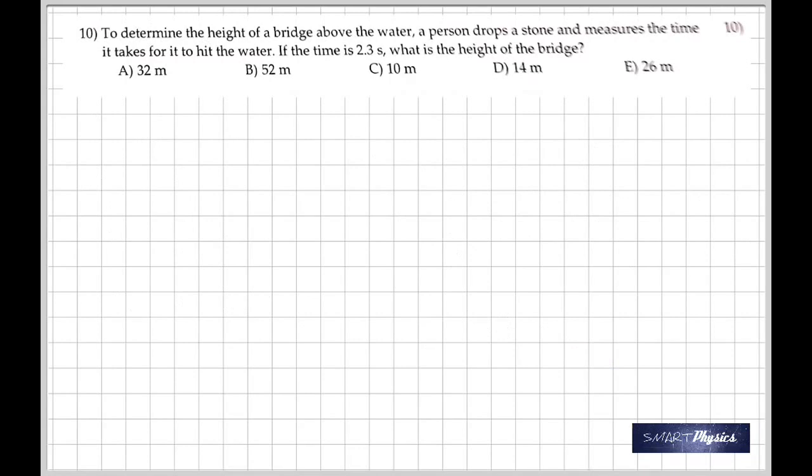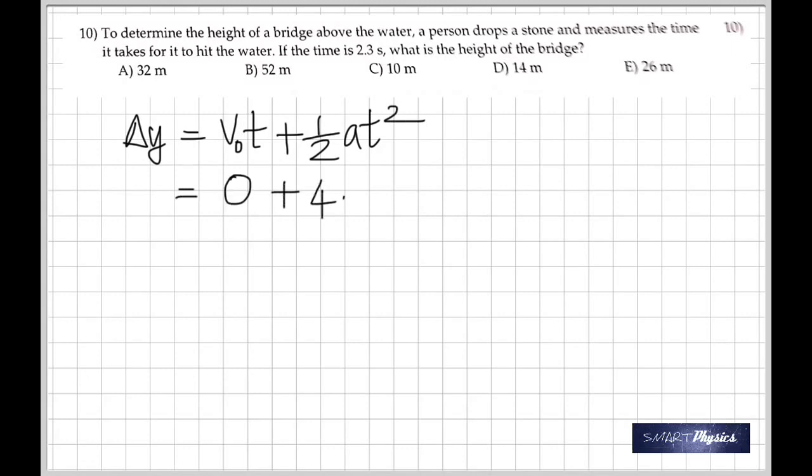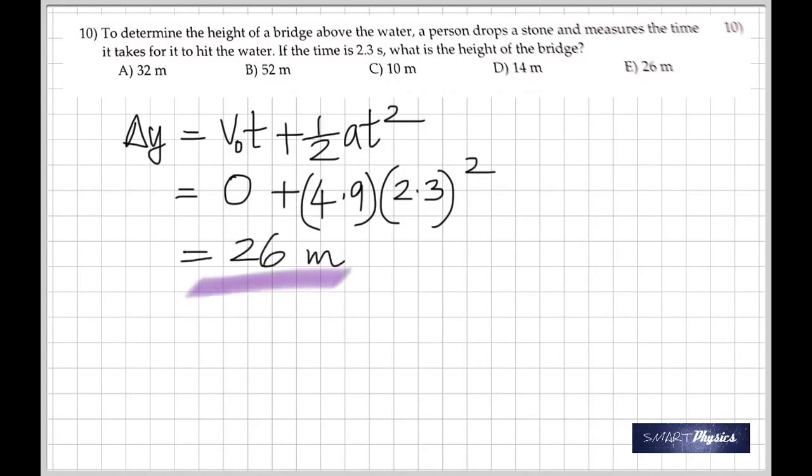Brings us to the last one. A direct question again. A stone is dropped from a bridge and it takes 2.3 seconds to hit the water. What's the height of the bridge? That's an easy question. These are just bonus questions. You get 26 meters, so here it is. I hope you understand all the answers, and thank you.